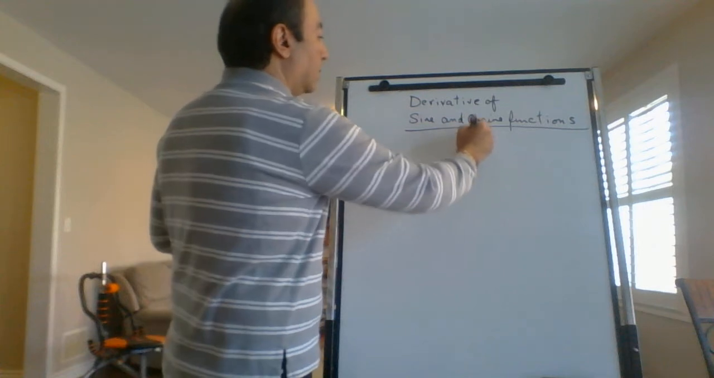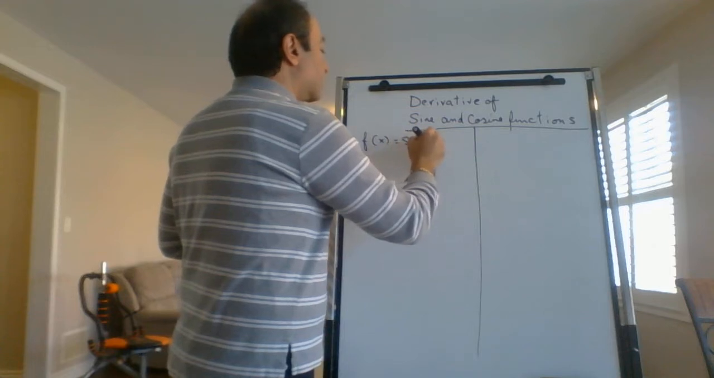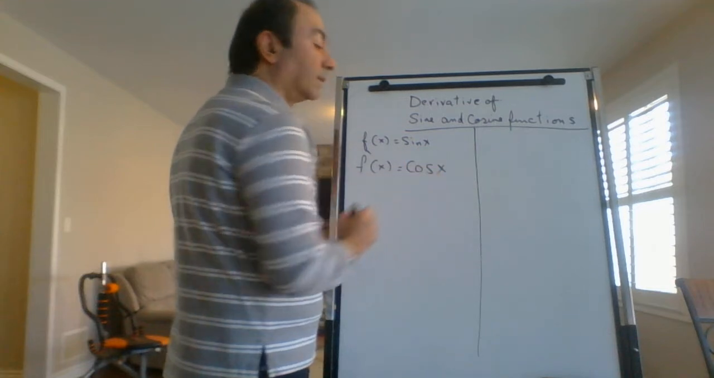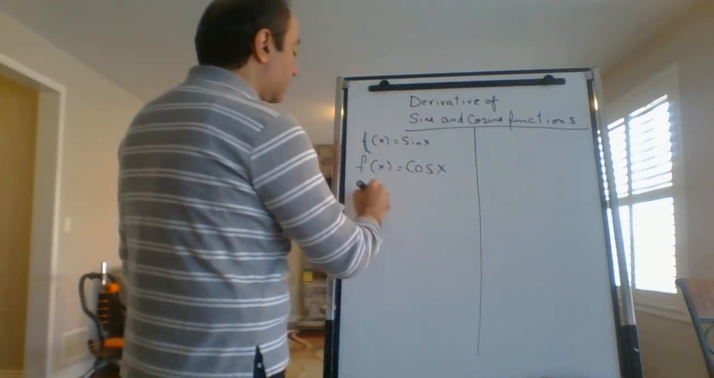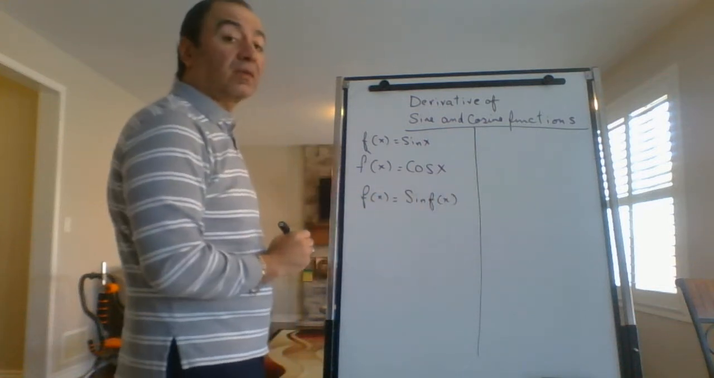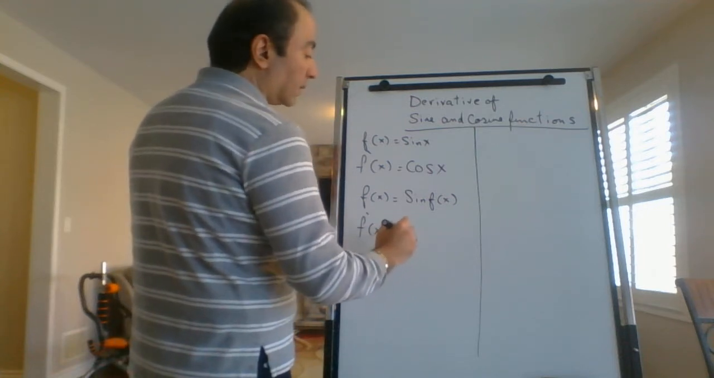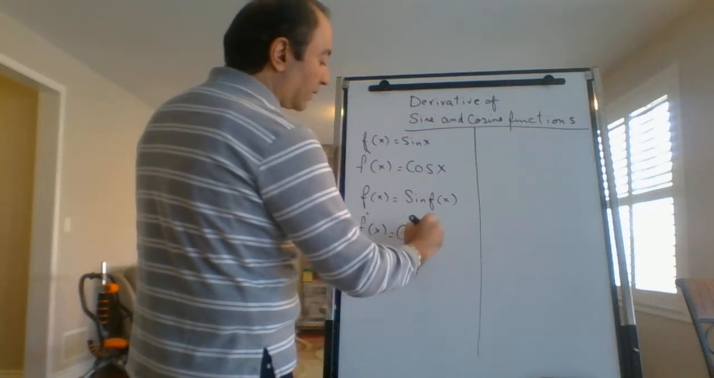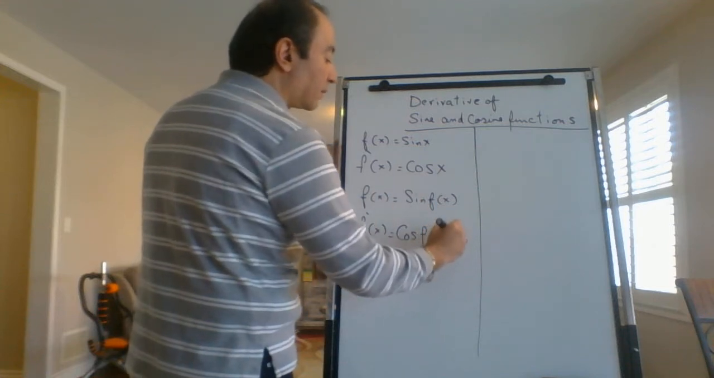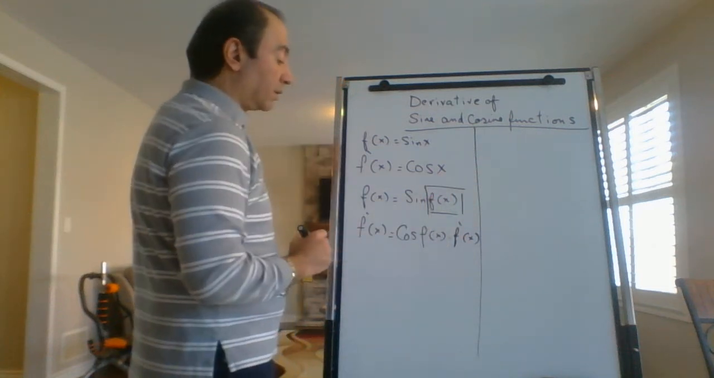Okay, so this is f of x equals sine x. Then the derivative of this function will be cosine x. Okay, if f of x equal sine f of x, this is a composite function, so we have to use chain rule. So f prime of x will equal cosine f of x, because the derivative of sine is cosine. Derivative of sine anything is cosine that thing, times f prime of x, the derivative of this function in here.